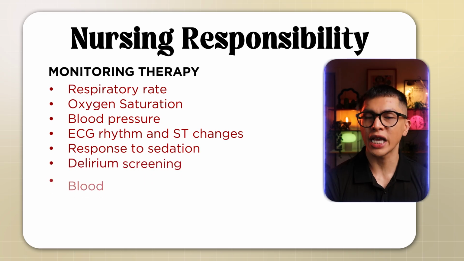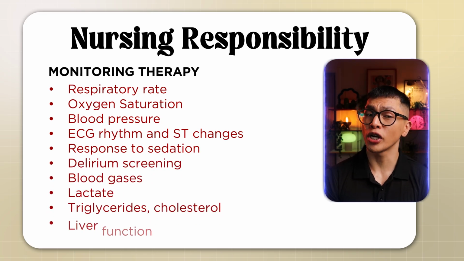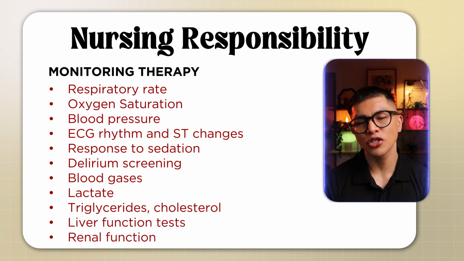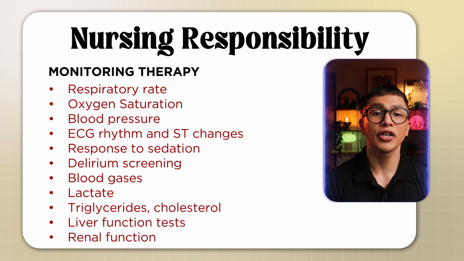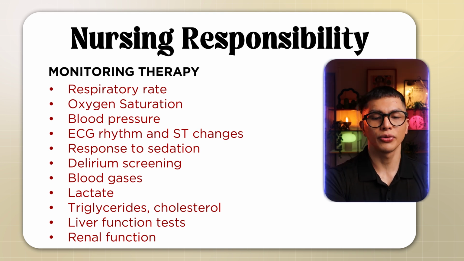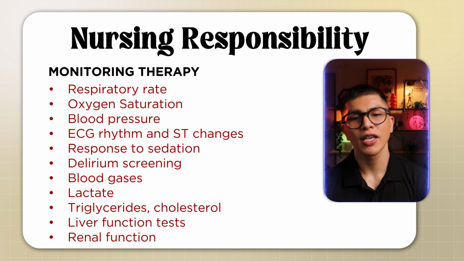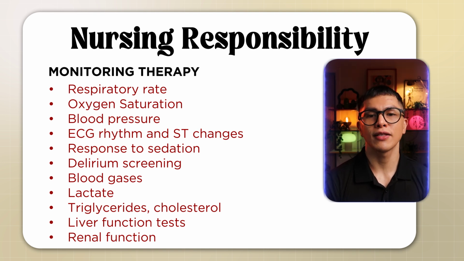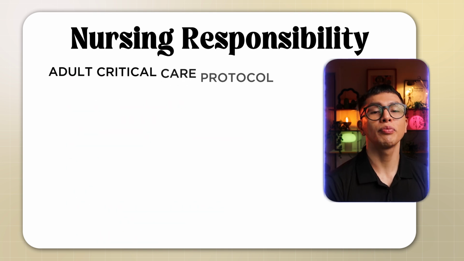Monitoring therapy. Nurses, here are the things that should always be part of your nursing assessment every time you have a patient who is going to have or is having continuous infusion of propofol. What are the things that you have to check? Respiratory rate, oxygen saturation, blood pressure, ECG rhythm and ST changes, response to sedation, delirium screening, blood gases. Normally blood gases are taken, depending on the doctor's order. Lactate, triglycerides, cholesterol, liver function test, renal function.